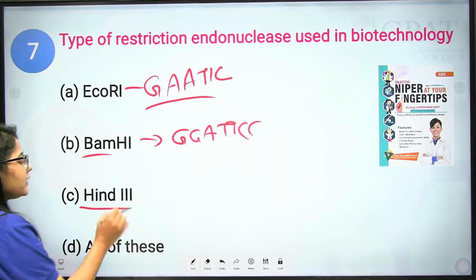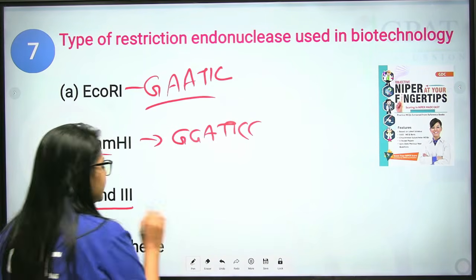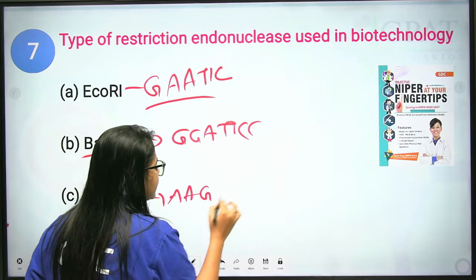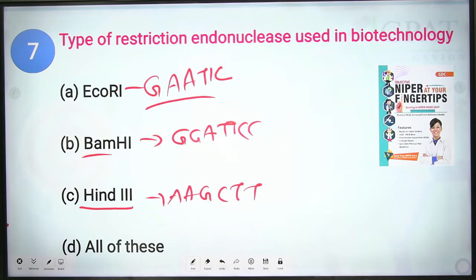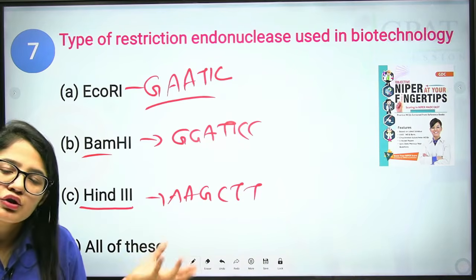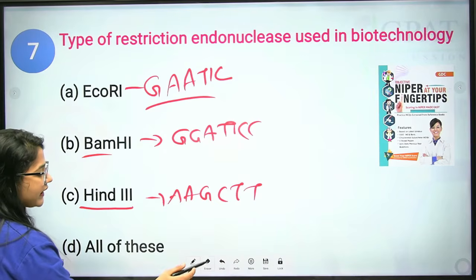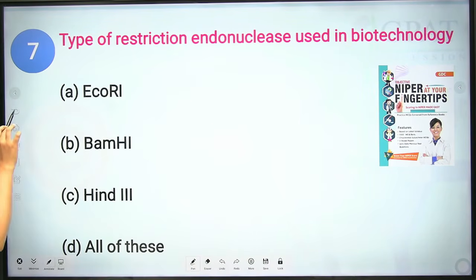Next we have HindIII. What is this HindIII? This is from Haemophilus influenzae, and it cuts at the sequence known as AAGCTT. Clear? So you can see all these three enzymes are responsible for cutting the DNA, and they are used in biotechnology. They are the type 2 restriction endonucleases, the enzymes most commonly used in biotechnology. Clear? So the correct answer will be all of these.